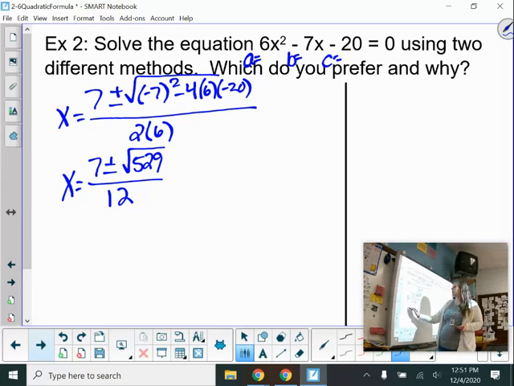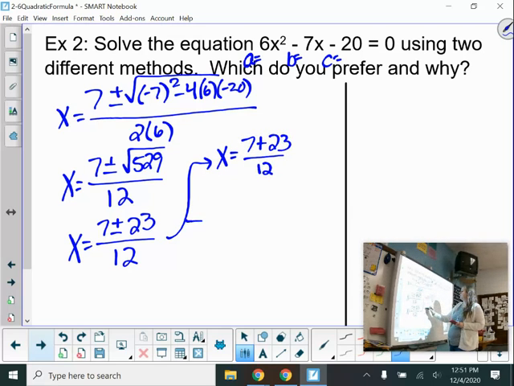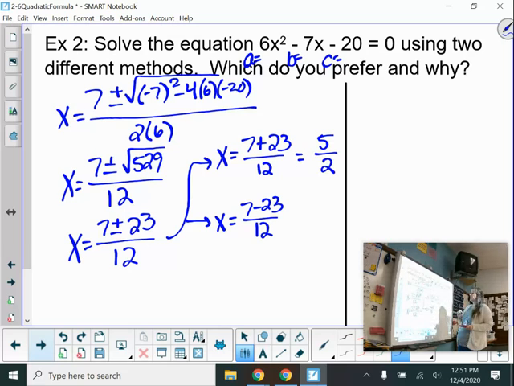So when you have a perfect square there, the square root is going to disappear, and you have something like this. This is going to give us 2 different answers. We're going to have x equals 7 plus 23 over 12, and x equals 7 minus 23 over 12. Well, 7 plus 23 is going to be 30. 30 over 12, both of those can be divided by 6. So that's going to be 5 halves.